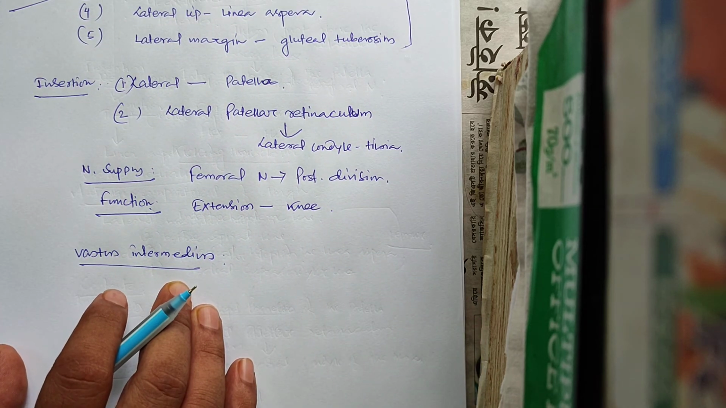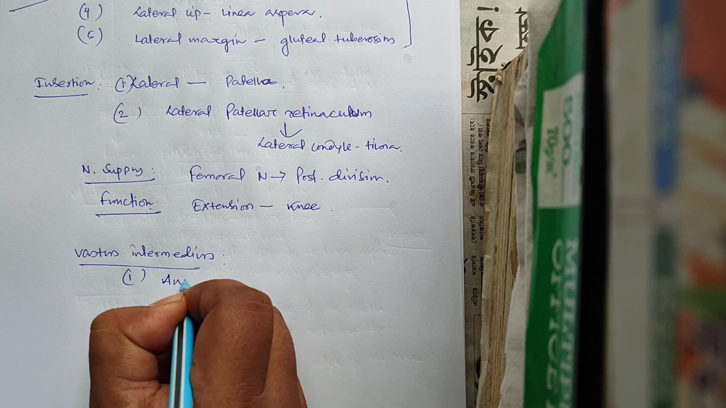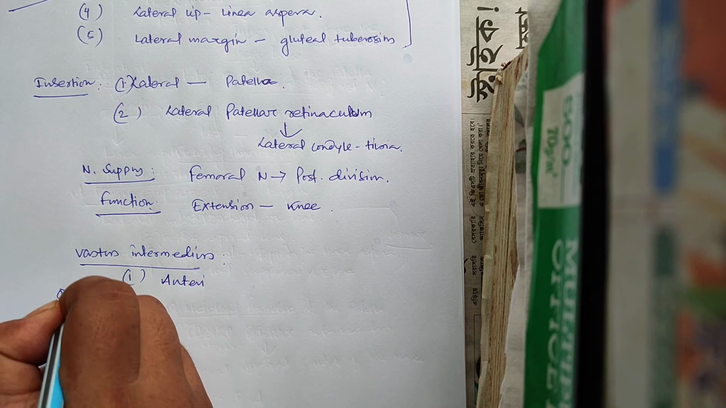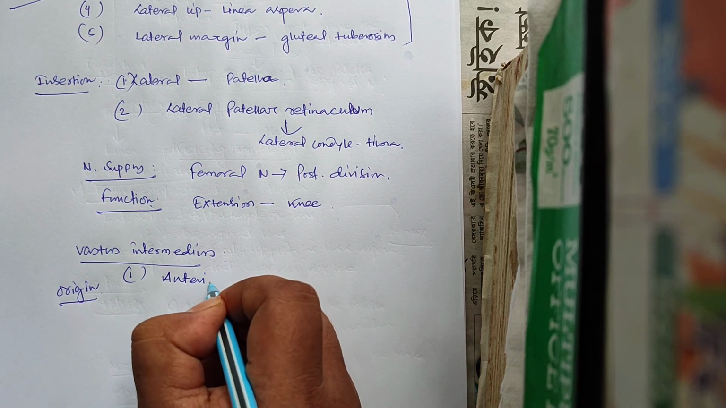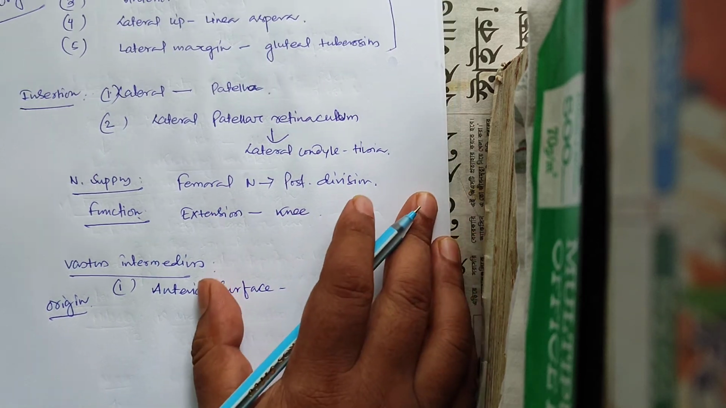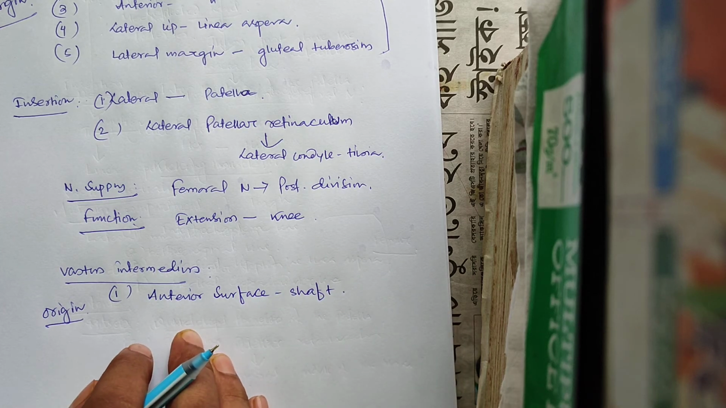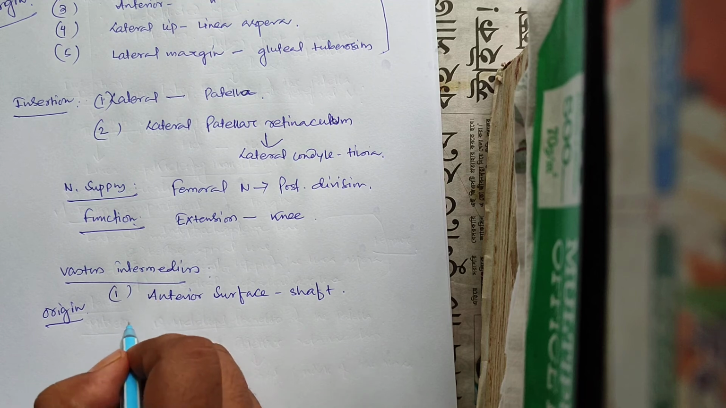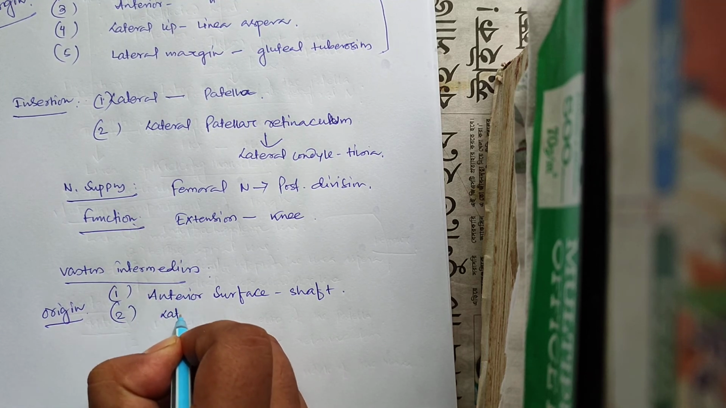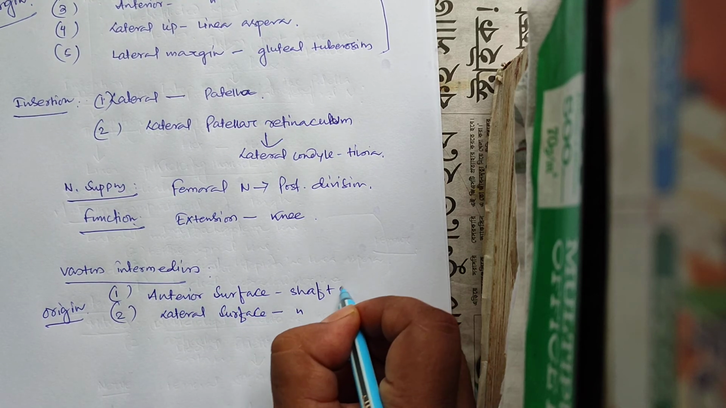Vastus intermedius arises from the following two areas. First one, the anterior surface of the shaft of the femur. Then the lateral surface of the shaft of the femur.